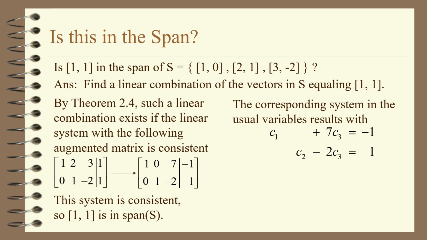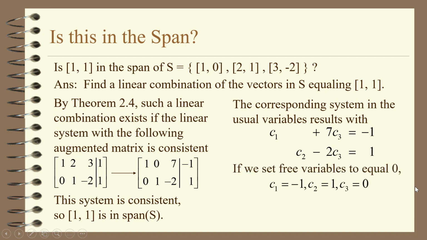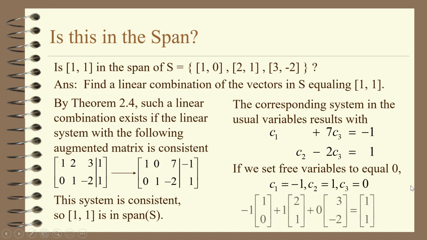And then notice here that C3 would be free. I can make it be anything I want. So then I'll choose it to be 0. And that gives me the other scalars being C1 is -1 and C2 is 1. And that gives me the linear combination. That's the linear combination of the three vectors that adds up to 1, 1. So yeah, 1, 1 is in the span of those vectors.